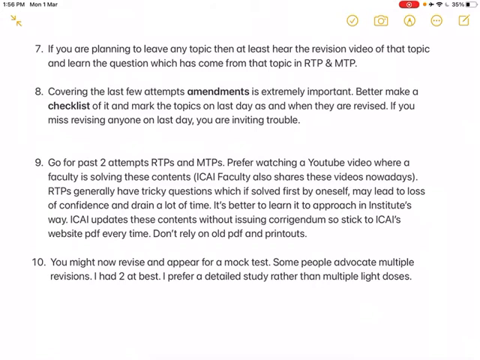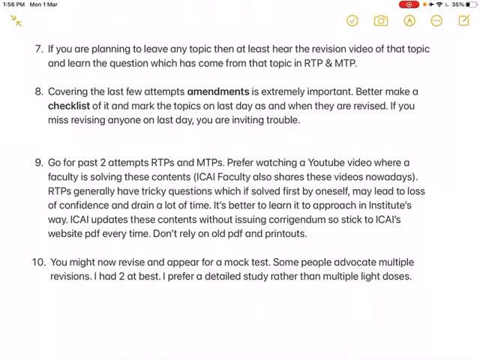Eighth point, covering the last few attempts amendment is extremely important. Better make a checklist of it and mark the topics on last day as and when they are revised. If you miss revising any one on last day, you are inviting trouble. Go for past 2 attempt RTP and MTP.